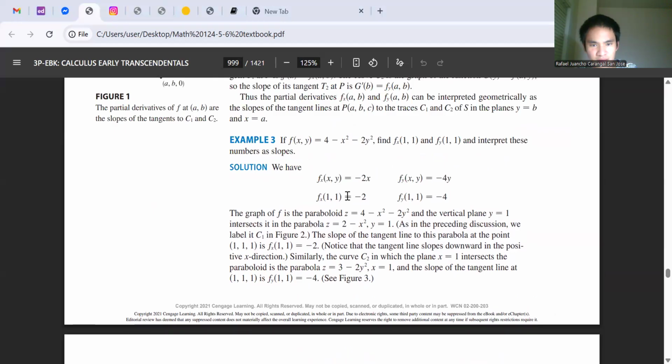Okay. Here we're given a function of two variables, f of x y is equal to 4 minus x squared minus 2y squared. And we're being asked to find f sub x of 1, 1, and f sub y of 1, 1. So we're trying to find the two slopes of two tangent lines at this particular point, 1, 1.